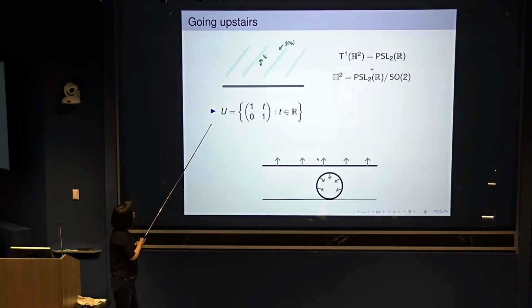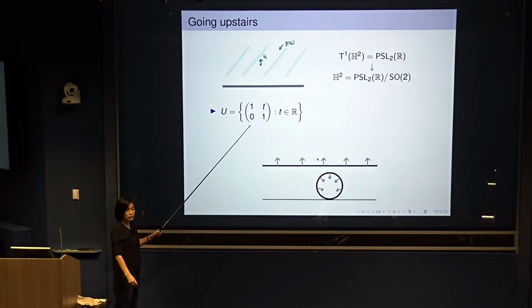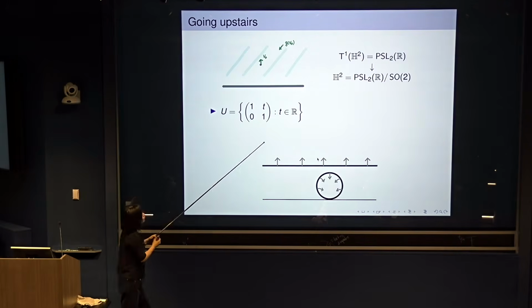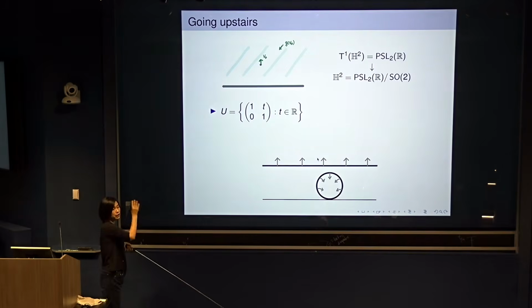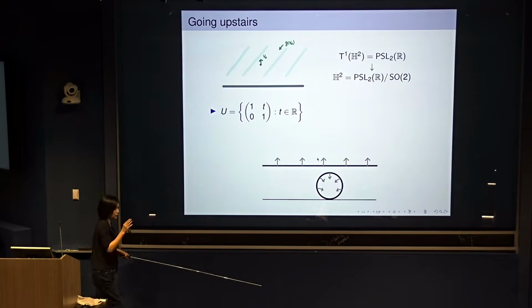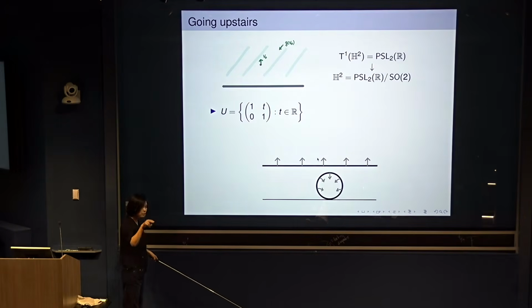Now if you think about this group, it is a one-dimensional group consisting of the triangular matrices (1 t; 0 1). This group acts on PSL2R by translations on the right. You can multiply any PSL2R matrix by this matrix on the right. And what is the point of bringing in this group U? The point is that this U will trace out exactly my Euclidean lines.